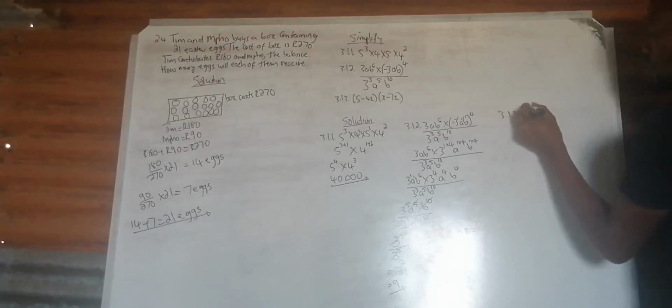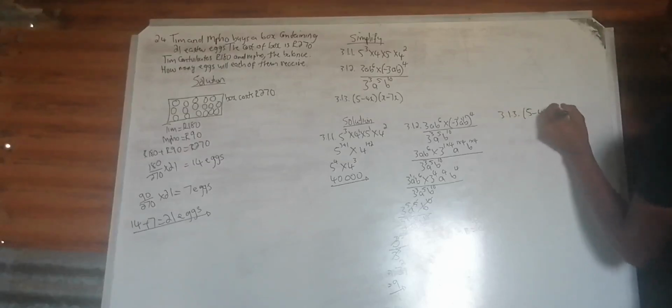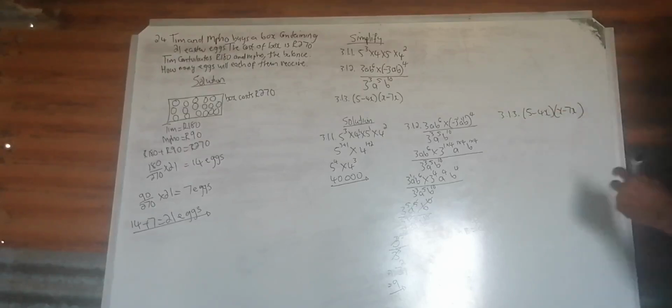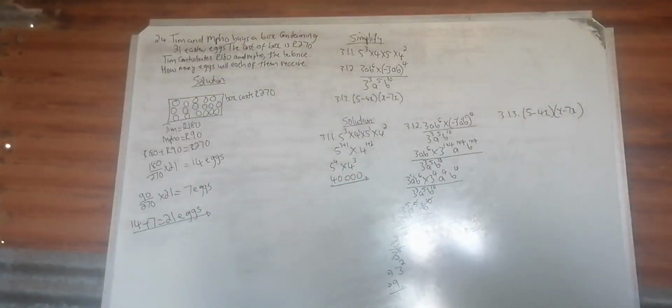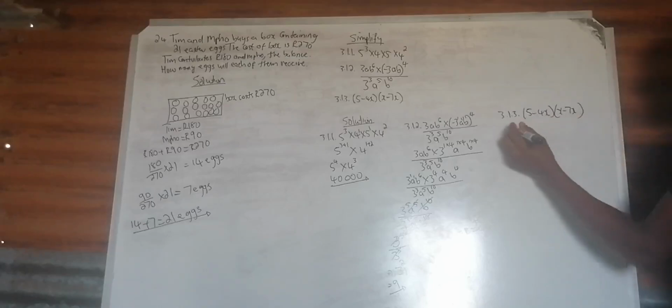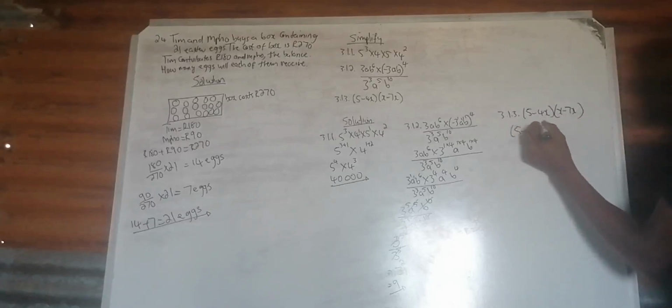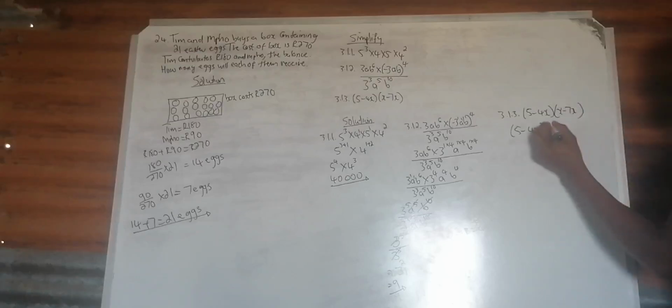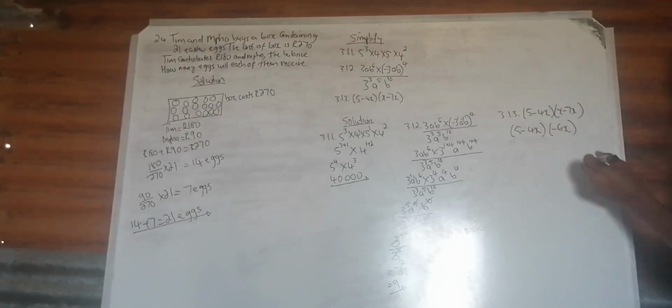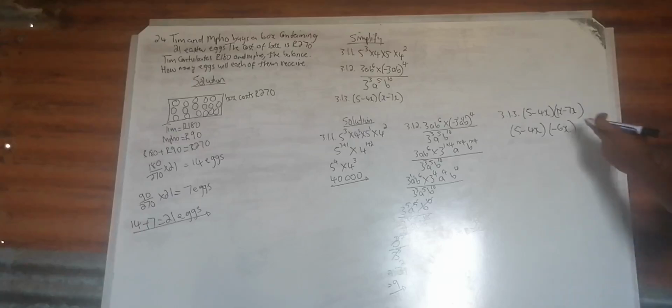Okay, we have 5 minus 4x, multiplied by x minus 7x. This is something that we need to deal with. Now, let's look for like terms. This one, we can leave it as 5 minus 4x. I see like terms here: x minus 7x is minus 6x, because 1 minus 7 is minus 6x. Then I get like terms.